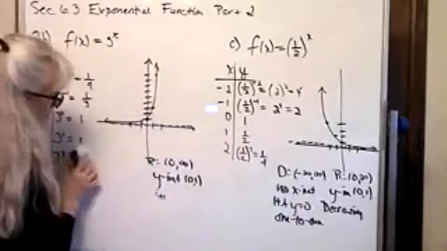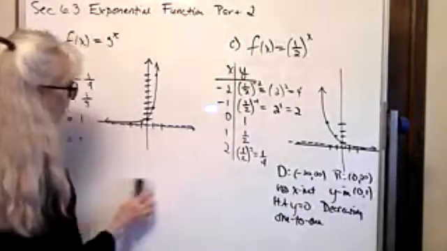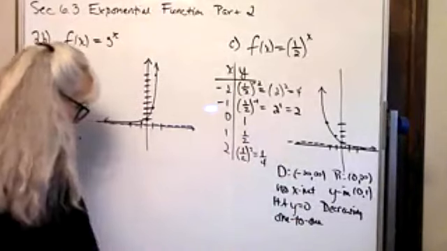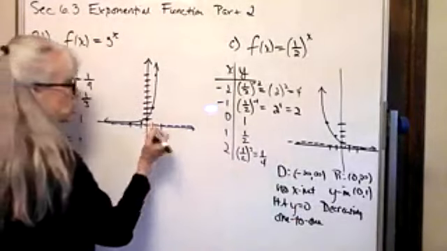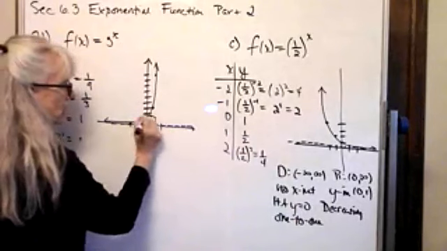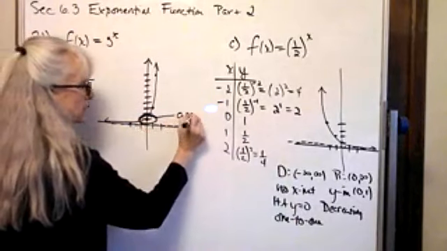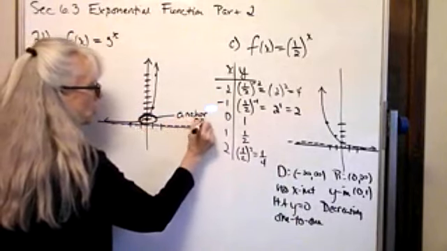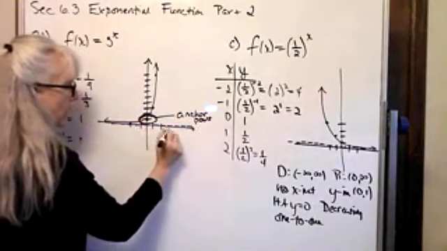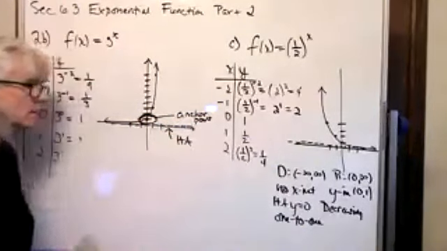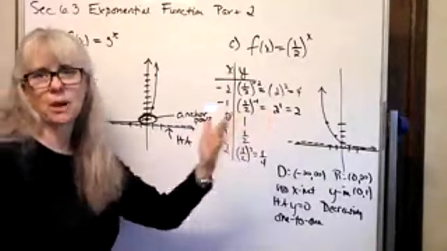At this point, we're no longer going to plot points. What we're going to do instead is use transformations. What's important to recognize is that the two pieces of information we're going to move are the y-intercept, which is my anchor point, and the horizontal asymptote. Those are the two things we're going to move up, down, left, right, and so forth.